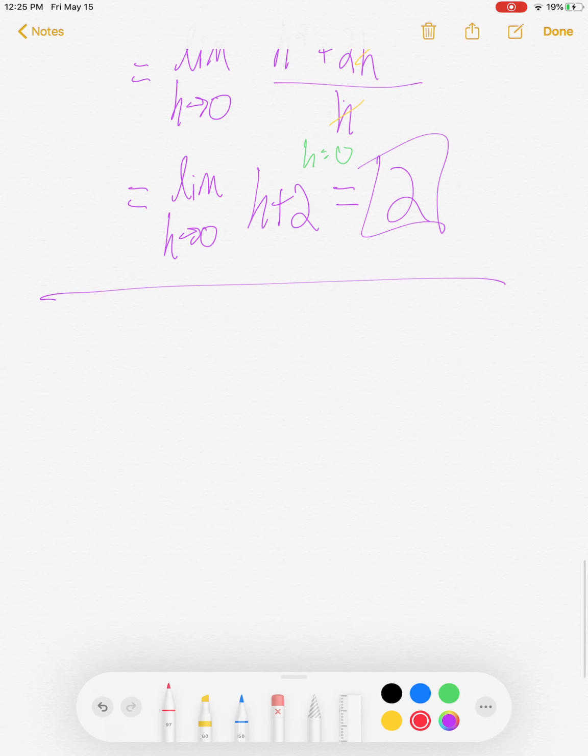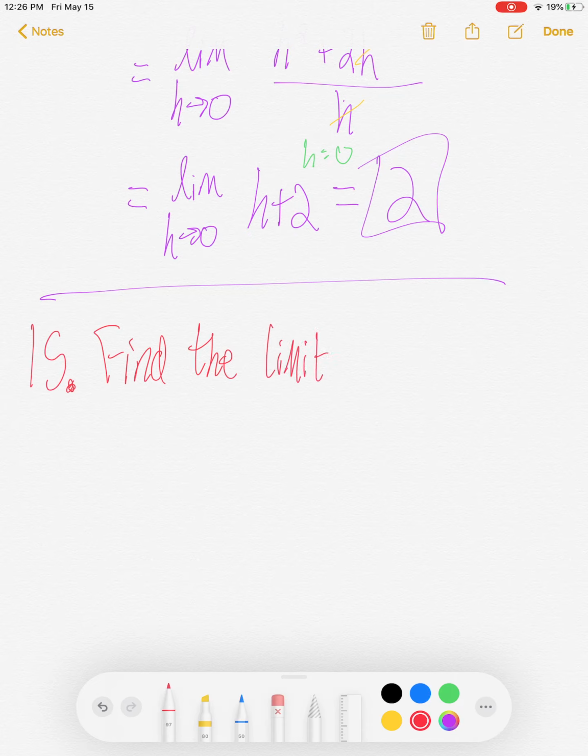Okay, enough talk, more problems. Let's jump to problem 15 now. So problem 15. Okay, so this one says to find the limit, and our limit here is the limit as x goes to 7 of x squared minus 5x minus 14 over x minus 7.